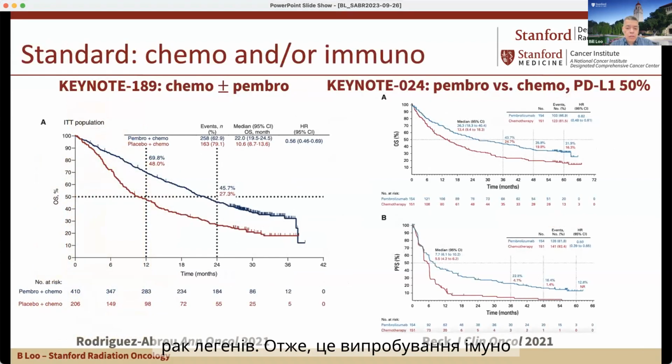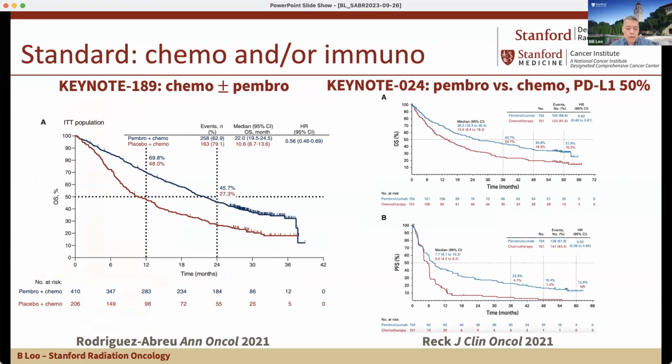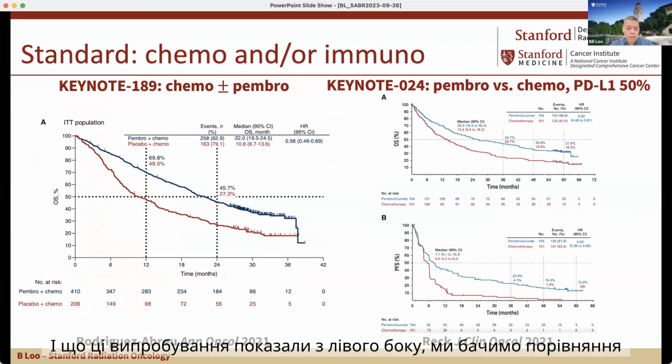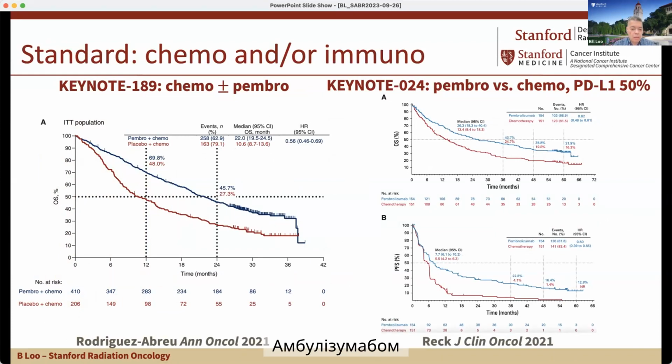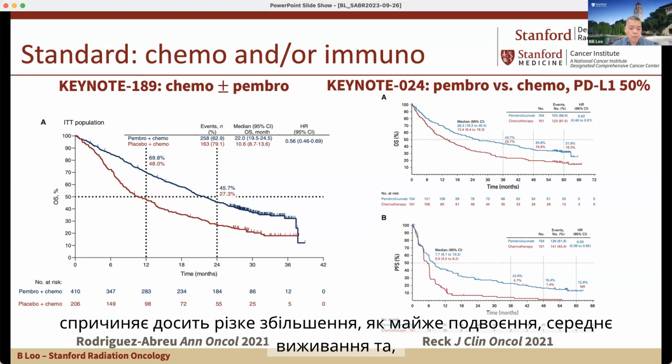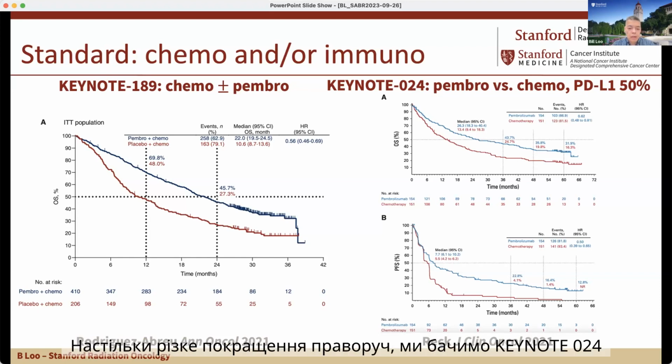So these are trials of immunotherapy and chemotherapy in patients with metastatic lung cancer. It's just to show as a baseline. What these trials showed on the left-hand side is that compared to the standard arm of chemotherapy alone, the addition of immune checkpoint inhibition with pembrolizumab produced a pretty dramatic increase, almost a doubling of median survival, and over 40% 2-year survival. So a dramatic improvement.